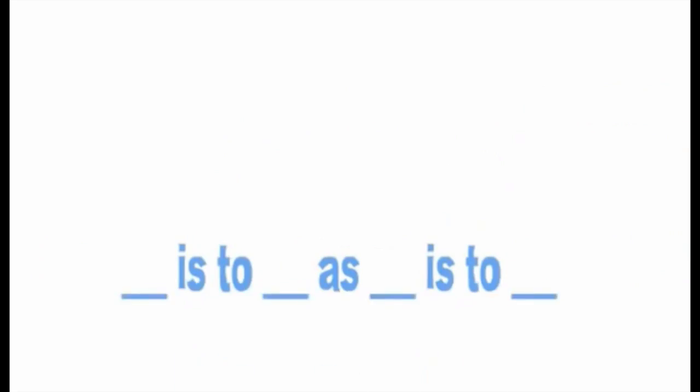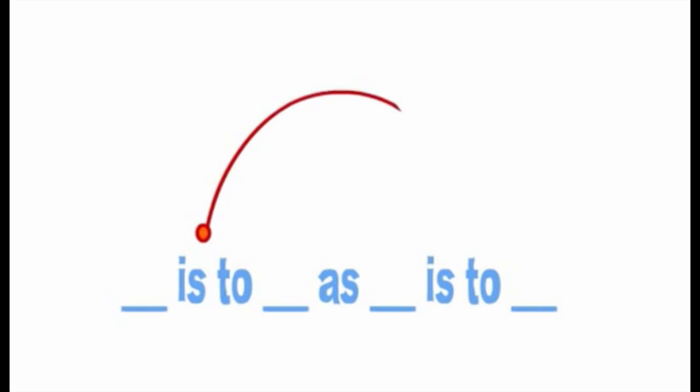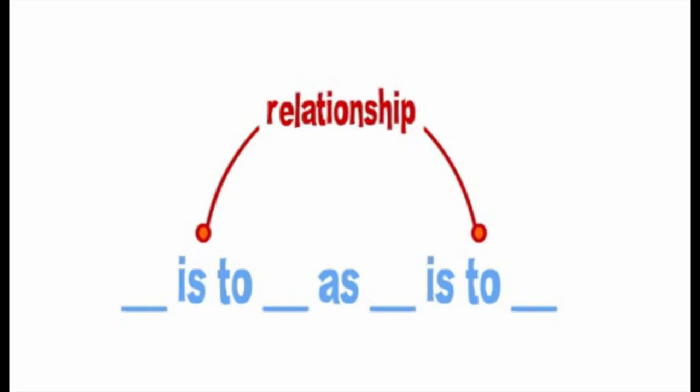So remember, analogies are just statements that compare or contrast two things that seem like they aren't related. All you have to do is figure out the relationship, and you've got it all figured out.